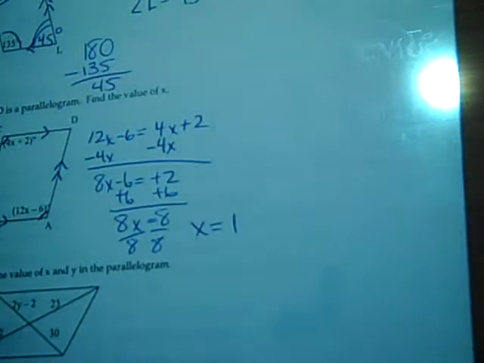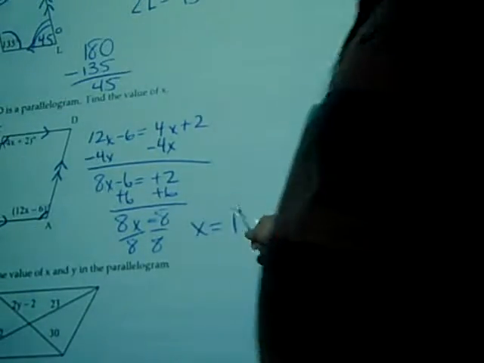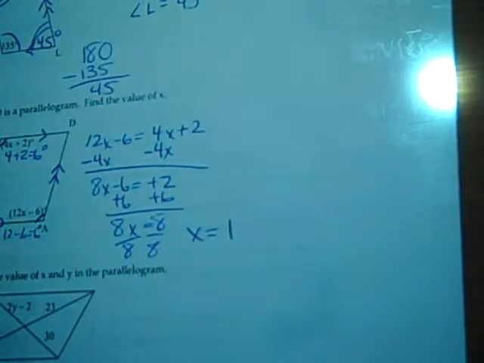Now let's go back and double check that just to make sure. Okay, so if I plug in 1 here, 4 times 1 is 4, plus 2 equals 6. On this one we have 12 times 1, which is 12, minus 6 equals 6. So both angle A and angle C equal 6 degrees. So we know we've worked it out the right way.